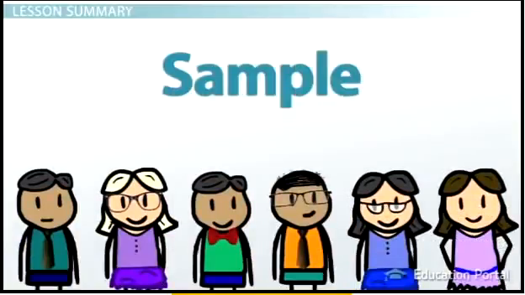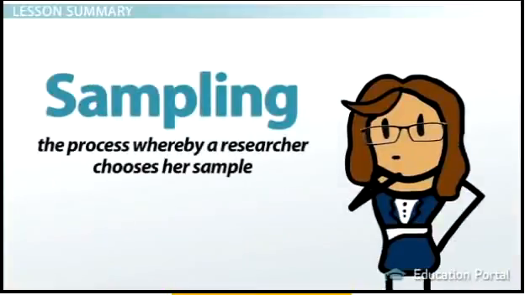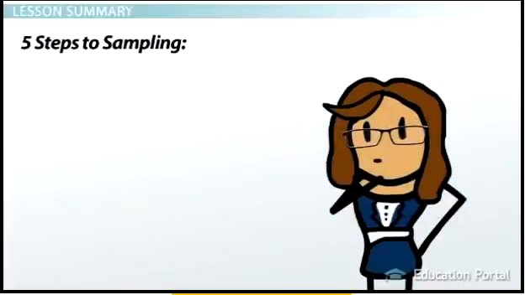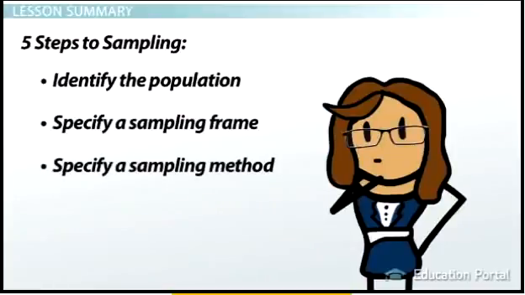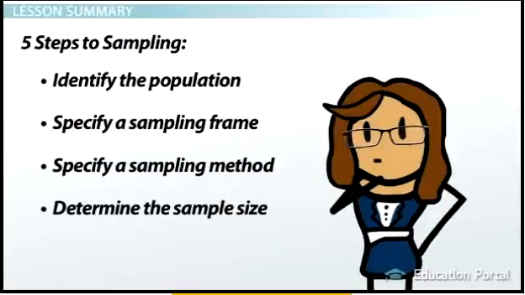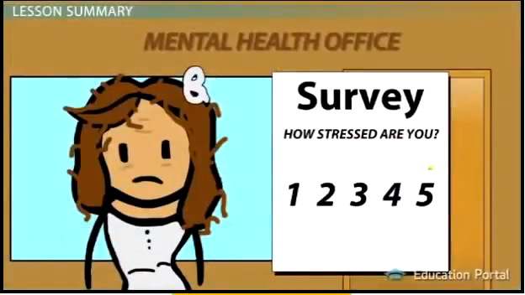The sample of a study is the group of subjects in the study. Sampling is the process whereby a researcher chooses his or her sample. The 5 steps to sampling are: identify the population, specify a sampling frame, specify a sampling method, determine the sample size, and implement the plan. It is important for researchers to follow these steps so that their sample adequately represents their population. If not, the results of the study could be misleading or skewed.